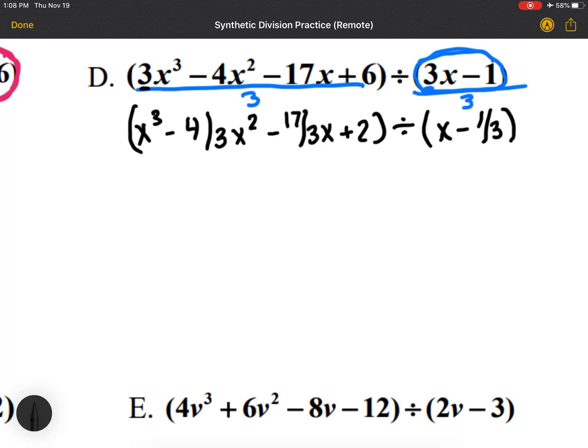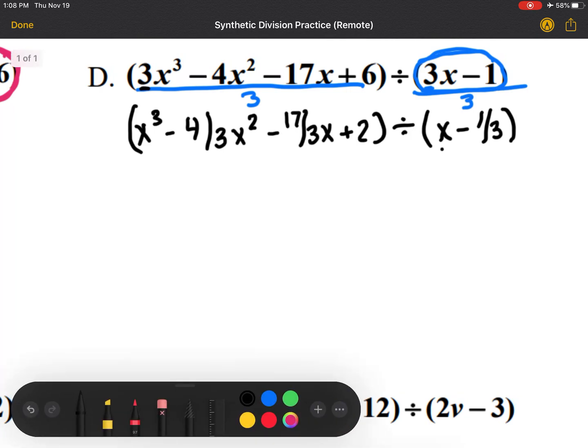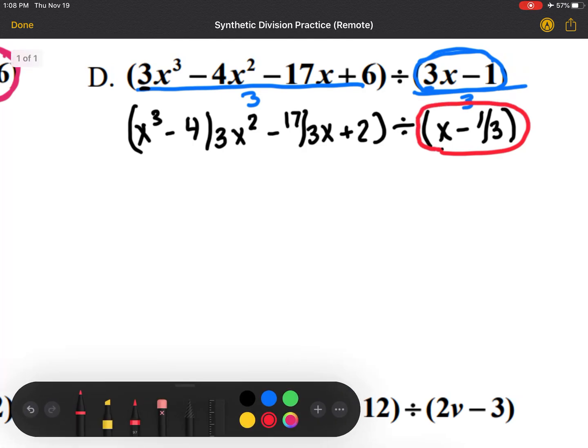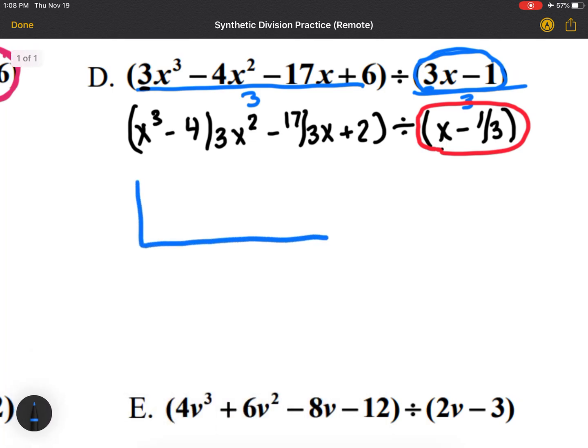So negative 1/3. Okay, so now we rewrote it to make our divisor look like the way it should be, right? X minus or x plus something, okay? But still, when I go to make that chart, I'm going to take my opposite sign on that number. So this is going to be positive 1/3. And now I'm going to look at my coefficients.